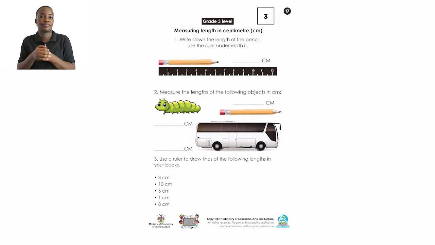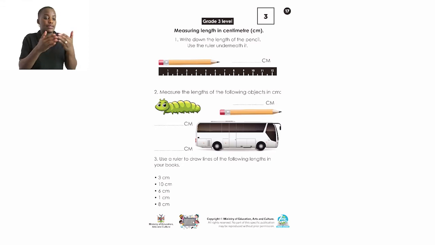So if you try this at home with the first one, second, and all the other items, you will see that you will get a correct reading. Do not forget to mark the item from where it starts to where it ends to help you measure. Number 3 is asking you to use a ruler to draw the lines for the following lengths in your books. This one, you are going to start with a starting line for number 3.